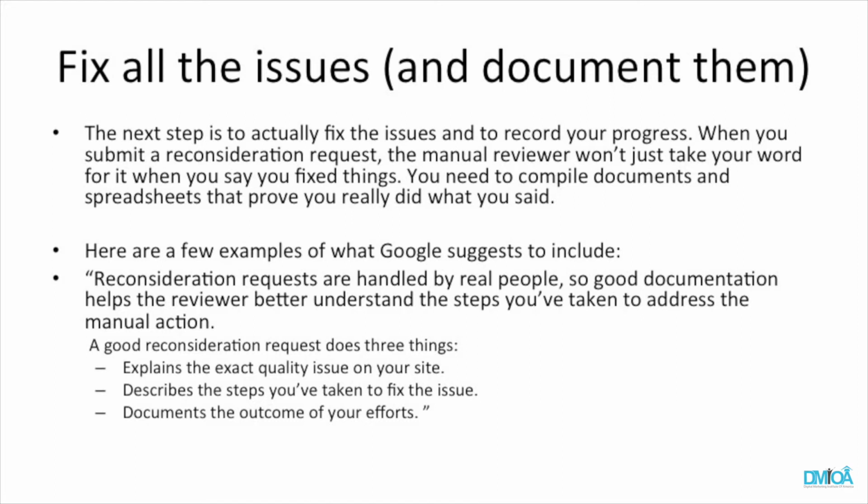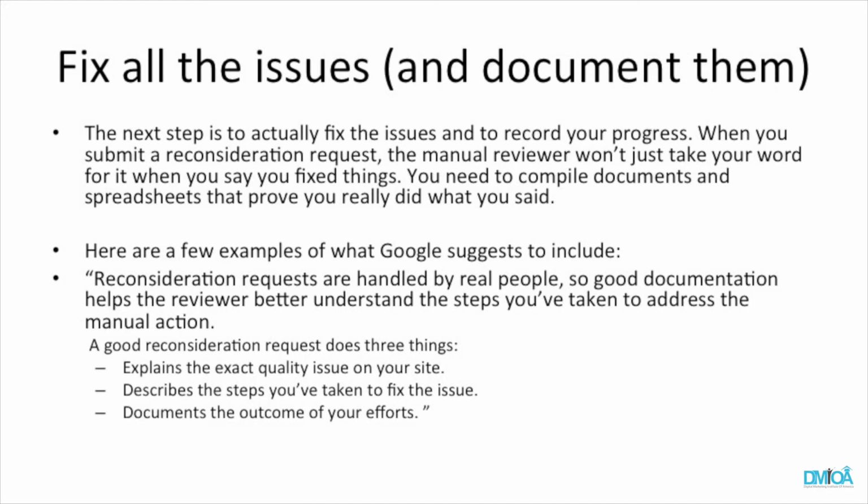The next step is to actually fix the issues and record your progress. This is extremely important if you have a penalty for unnatural links. If your penalty is an on-site issue, then screenshots aren't very important, as the reviewer can see the final results. When you submit your reconsideration request, the manual reviewer won't just take your word for it when you say that you have fixed things. So you need to compile documents and spreadsheets that prove you really did what you said.